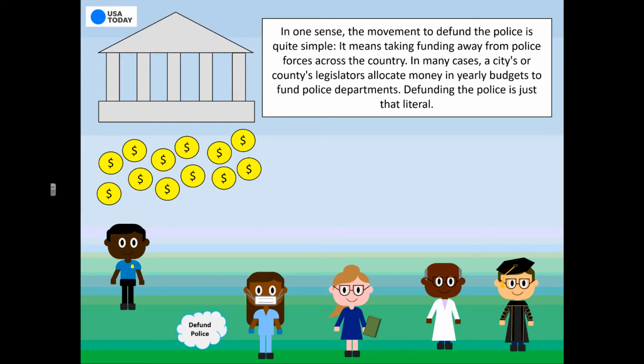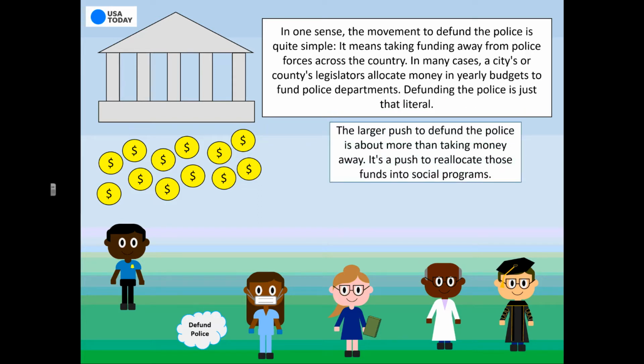However, that's not where it stops. The larger push to defund the police is about more than taking money away. It's a push to reallocate those funds into social programs. So instead of taking all of that money and just taking it away from the police, what this movement wants to do is take some of that money and give it to schools. So instead of police having to deal with juvenile delinquents, give it to the schools and have the schools deal with juvenile delinquents.